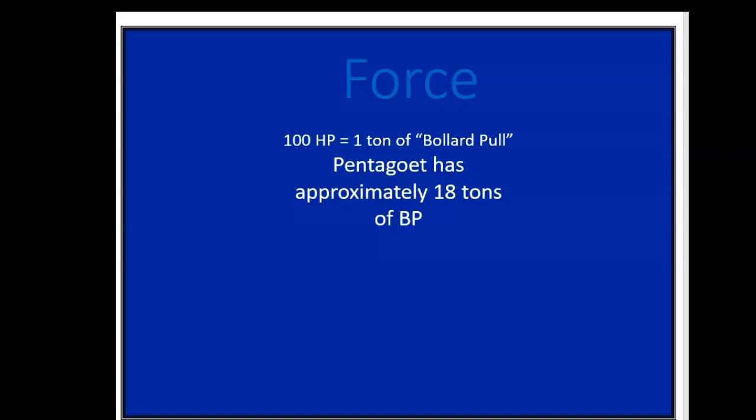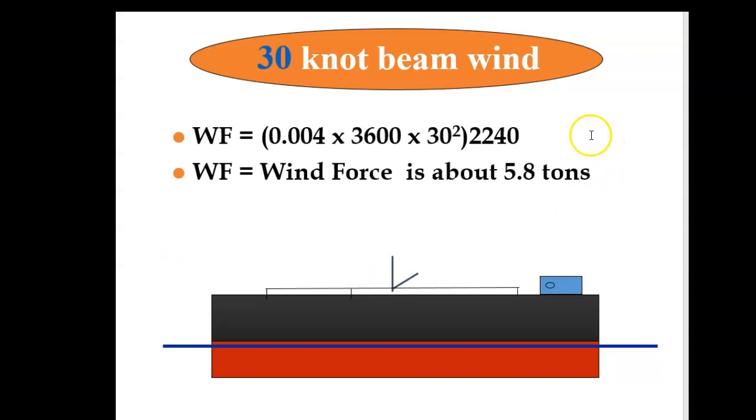Let's go back for a minute. Let's go back here. So this one had, with the wind blowing on the beam, 5.8 tons. Let's just round that off a little bit. Let's just call it 6 tons, all right? We can do that. How much force can the Pentagoet deliver? 18 tons. That's 1 Pentagoet. That's what it can do. So this is about 6 tons compared to 18 tons. This is about 1/3 of a Pentagoet.